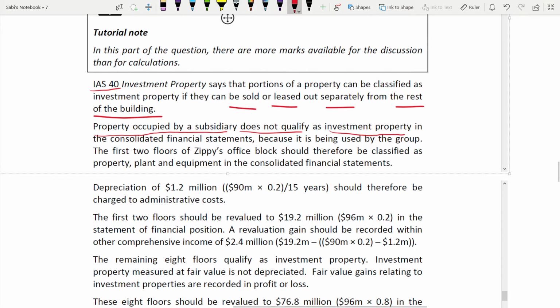Why will it go in the consolidated financial statements? Another very good question. Because it will be used by the group. Anything used by the group goes in the consolidation account. Remember that. It is used by the group. How is it used by the group?